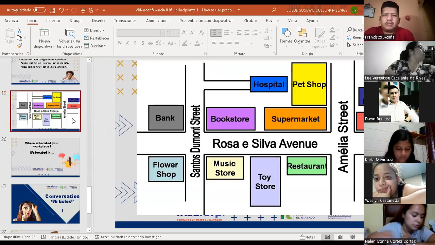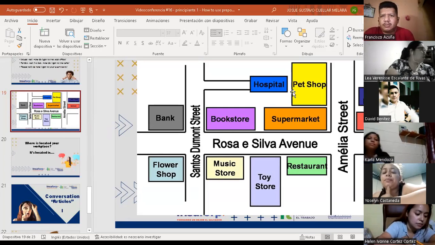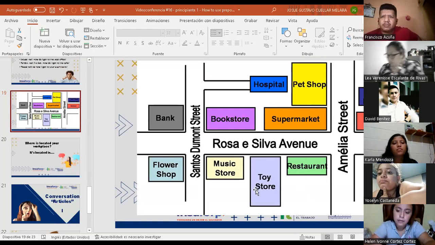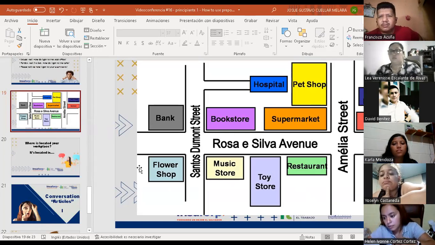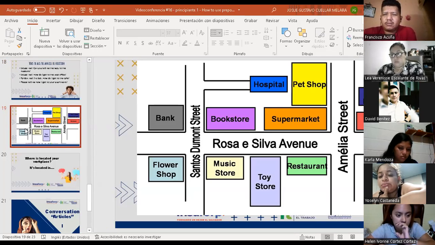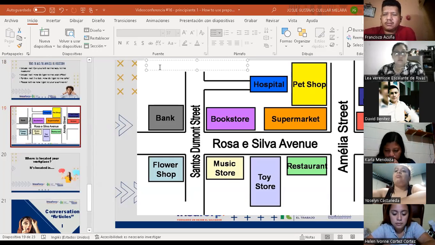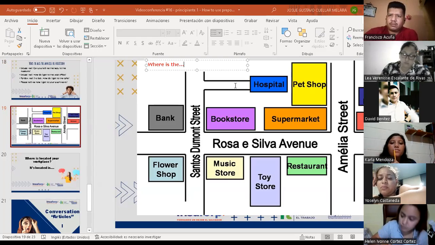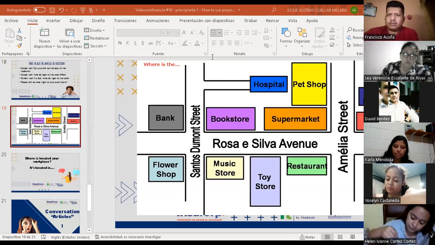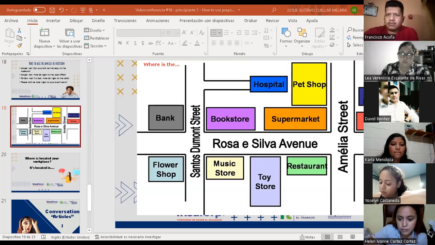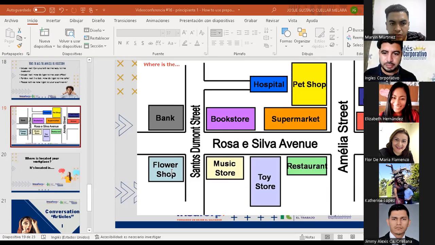Tenemos esto, ¿verdad? Tenemos bank, bookstore, hospital, pet shop, supermarket, fast food restaurant, school. Tenemos otro restaurant, toy store, music store, flower shop. Okay, entonces necesito que le pregunten con cualquiera de estas o simplemente vamos a utilizar esta pregunta sencilla. Where is the, cuando decimos where is the, ¿dónde está el banco, el supermercado, lo que sea? Ustedes le van a preguntar a sus mismos compañeros eso. Por ejemplo, Carly le pregunta a Helen, where is the bank? Y le pueden decir, the bank is in front of the flower shop.